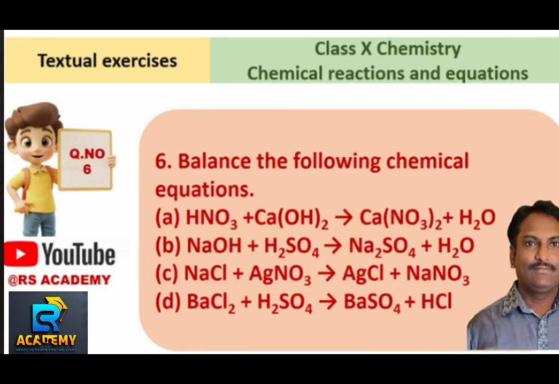Next question number 6. Balance the following chemical equations. A. Nitric acid reacts with calcium hydroxide, gives calcium nitrate and water. B. Sodium hydroxide reacts with sulfuric acid, gives sodium sulfate and water. C. Sodium chloride reacts with silver nitrate, gives silver chloride and sodium nitrate. D. Barium chloride reacts with sulfuric acid, gives barium sulfate and hydrochloric acid.